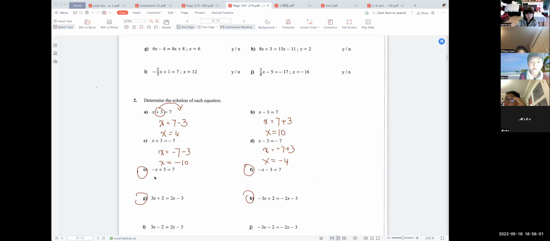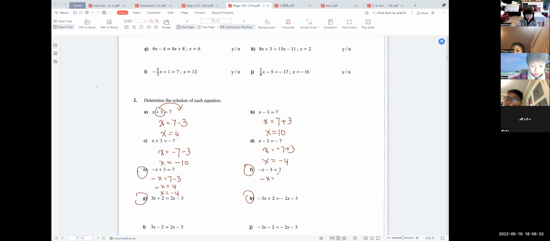Okay, so let's take a look at this one. Negative x plus 3 equals 7, right? Okay, so everybody, we're going to do it like this. So negative x equals 7 minus 3. Negative x equals 4. So how do we do this one? You move this negative side to the other side. So x equals negative 4. Okay, so next one.